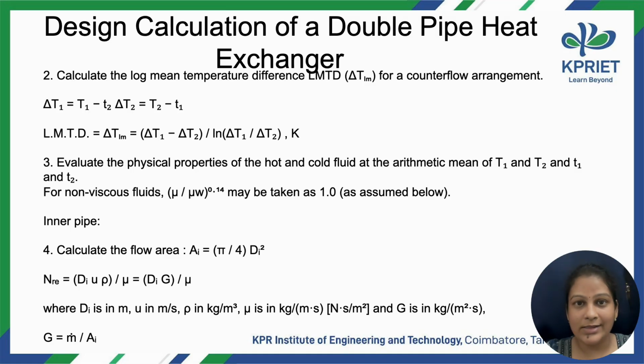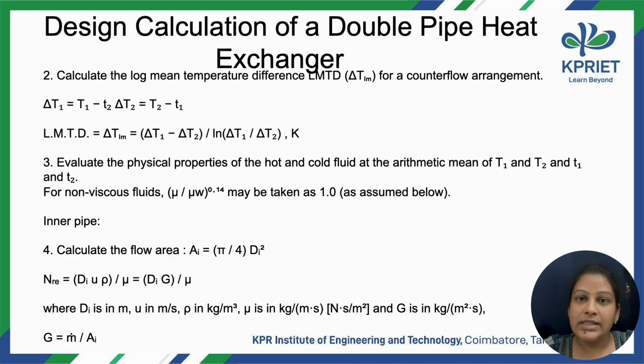So let us divide this calculation in this way. First, let's take the inner pipe. The area calculation will be given by area is equal to pi by 4 into Di squared. You remember, the fluid is flowing in the inner pipe, so the inner diameter of the inner pipe is going to be in contact with the fluid. That is the reason why we are taking the inner diameter of the inner pipe here.